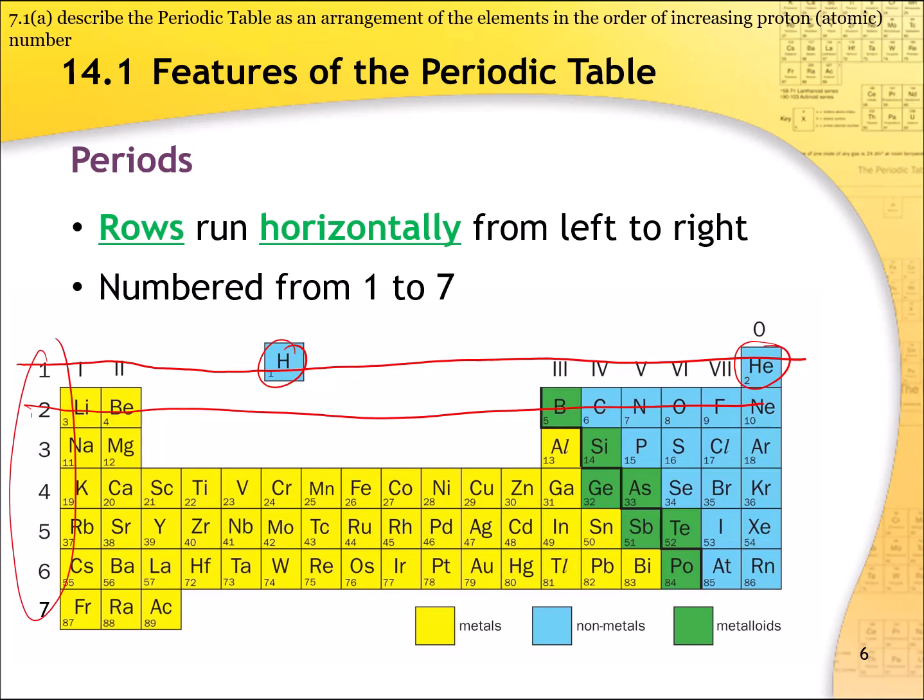Now, it's easier to count from the right hand side. If you start counting from lithium on the left hand side as period number 1, then you make a mistake. Some people think that sodium is period number 2, but in actual fact, sodium is period number 3. So if you count from the right hand side, you will not miss. It's 1, 2, 3, and so on.